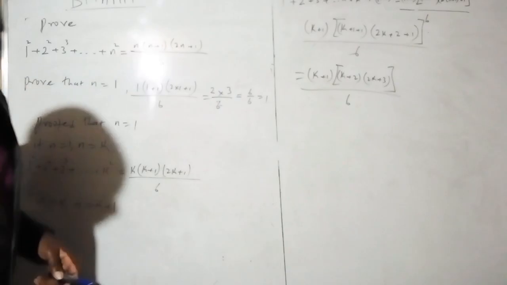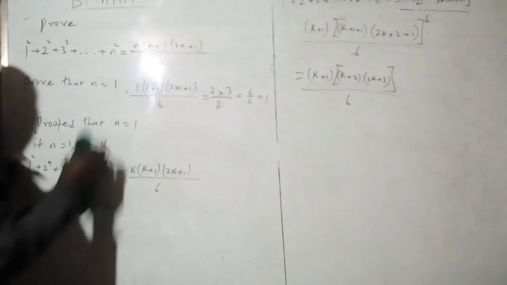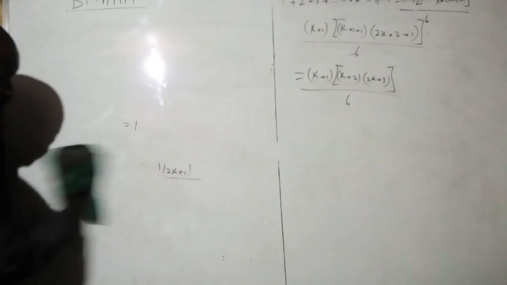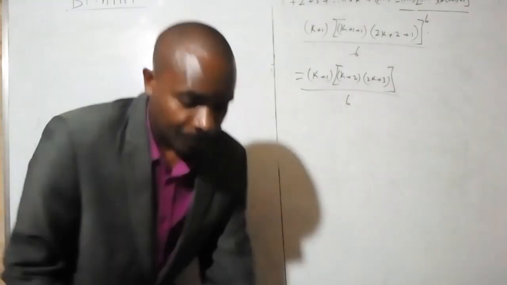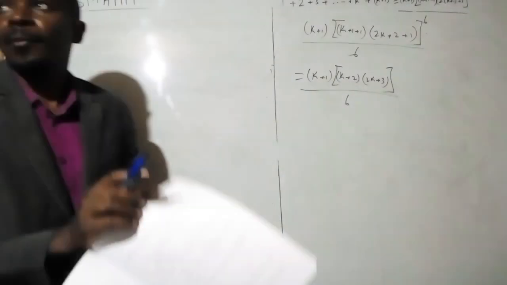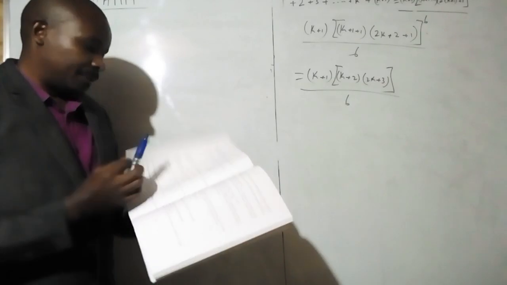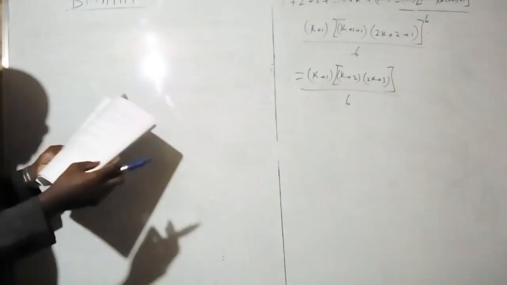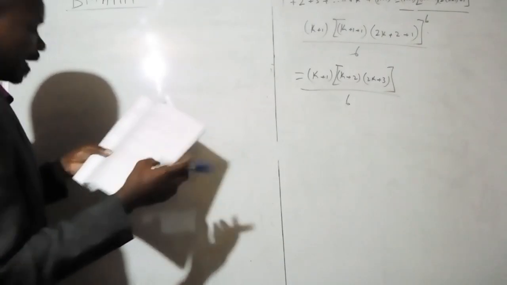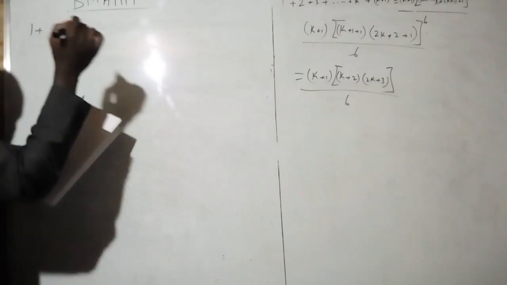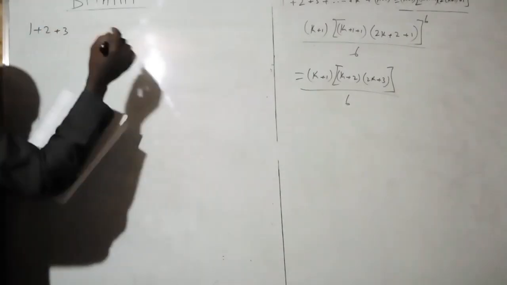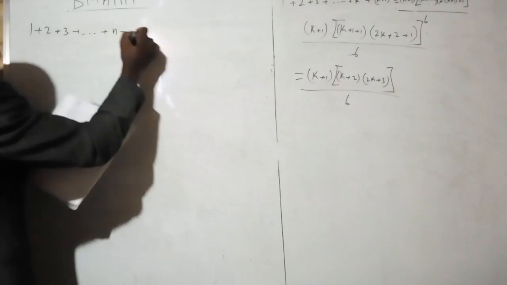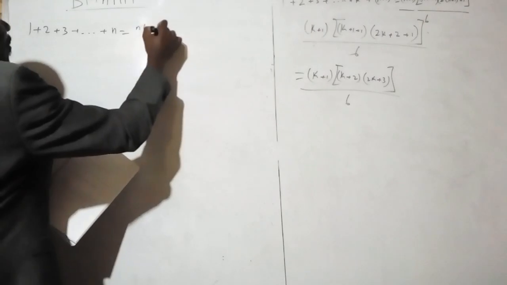You can also have another one on proving. We are given: prove by mathematical induction that for every positive integer n, 1 plus 2 plus 3 plus dash dash plus n is equals to n times n plus 1 all over 2.